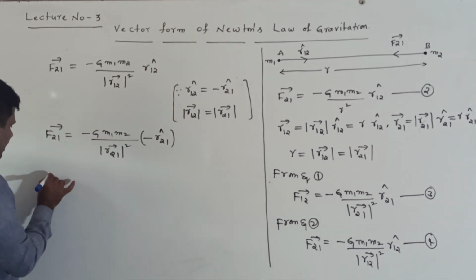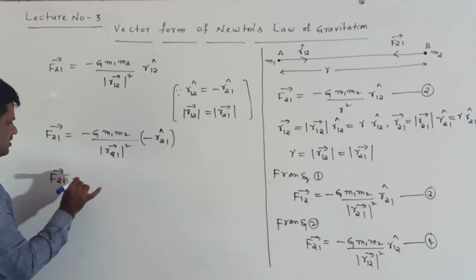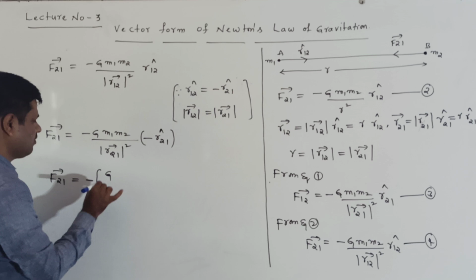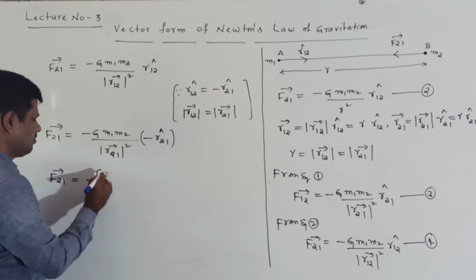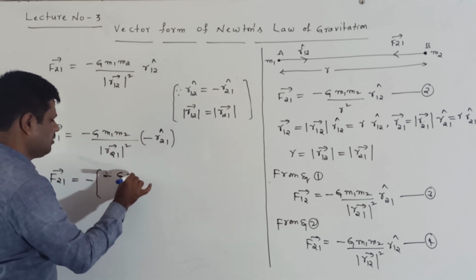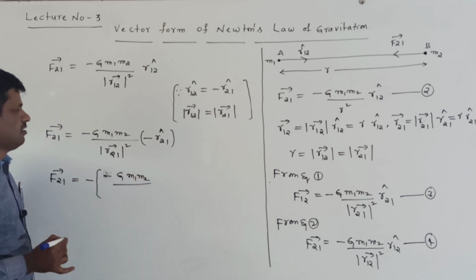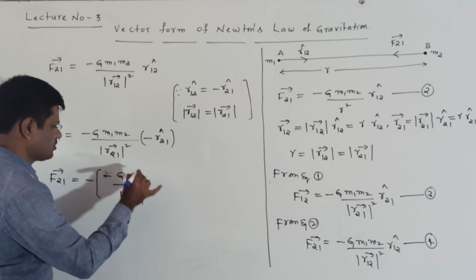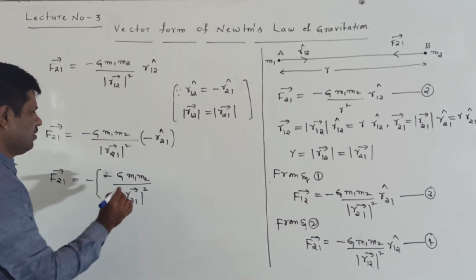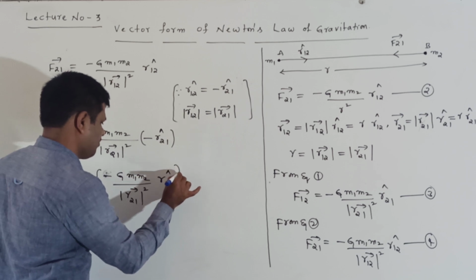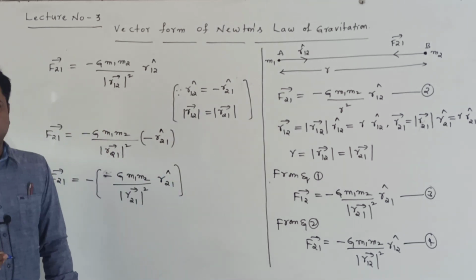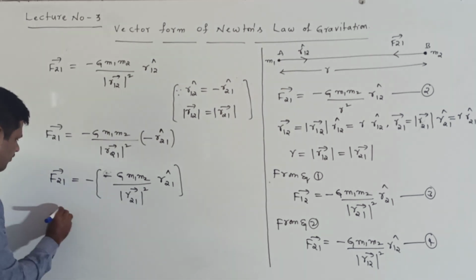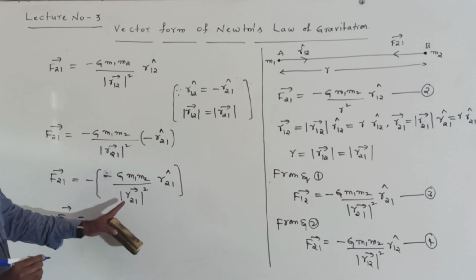Okay. Now F21 bar can be written as, taking this minus to the front side and keeping the remaining as usual, minus G into M1 M2 by mod R12 bar whole square, as usual, into R21 cap. Clear this one. Now from this, F21 bar is equal to, see here.